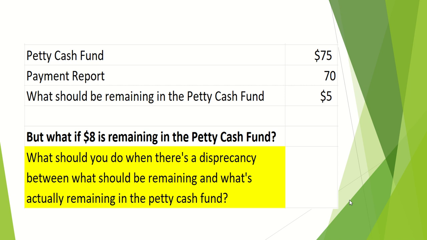Now, here's the petty cash fund of $75. The payment report shows $70. What should be remaining in the petty cash fund is $5. That's what should be remaining in the safe. Now, what if $8 is remaining in the petty cash fund instead of $5? So what should you do when there's a discrepancy between what should be remaining and what's actually remaining in the petty cash fund? $5 is what should be remaining in there, but we have $8. So we have a little bit more in the petty cash fund.